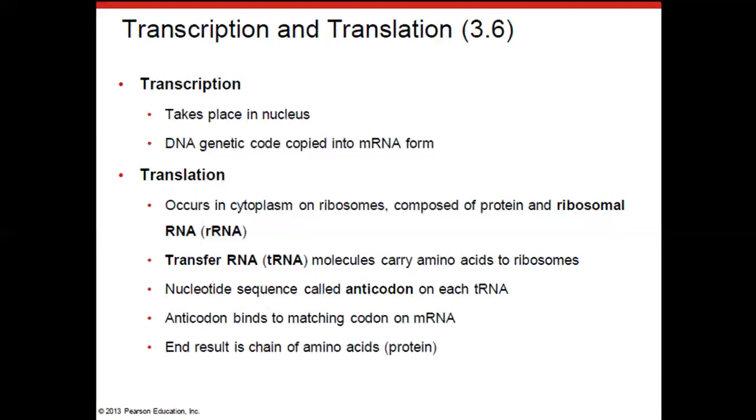And basically that nucleotide sequence on each tRNA is called an anticodon. So there's a tRNA that has an anticodon that's complementary, or the opposite, of what's on the mRNA sequence. And that anticodon binds to the matching codon on mRNA and then starts to result in this chain of amino acids that string together to form a protein.